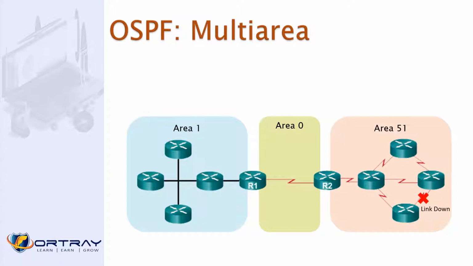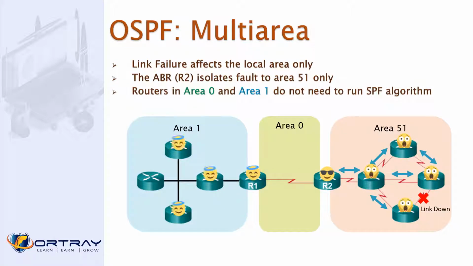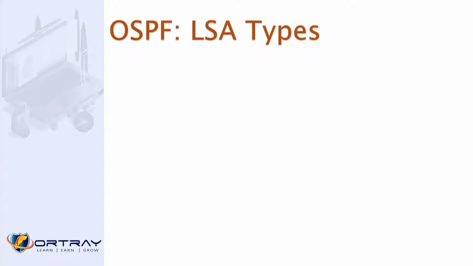This is multi-area. If the link goes down, the link failure affects the local area only. So now the ABR isolates the fault for area 2. Area 51 is affected, but area 0 and area 1 are very happy.